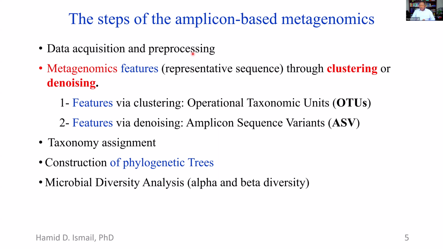And for beta diversity, if you want to compare diversity between two samples or more, there are different indexes or matrices that the user can use.